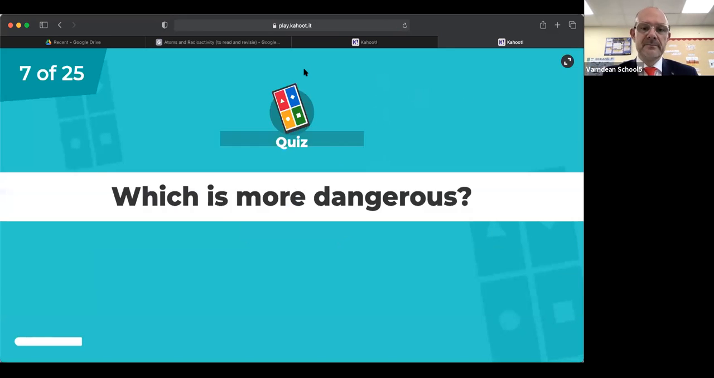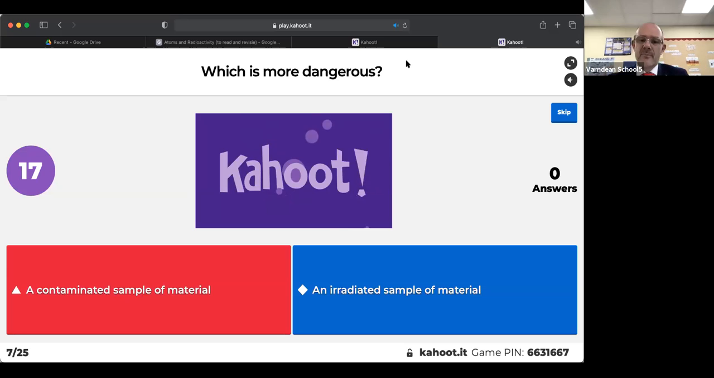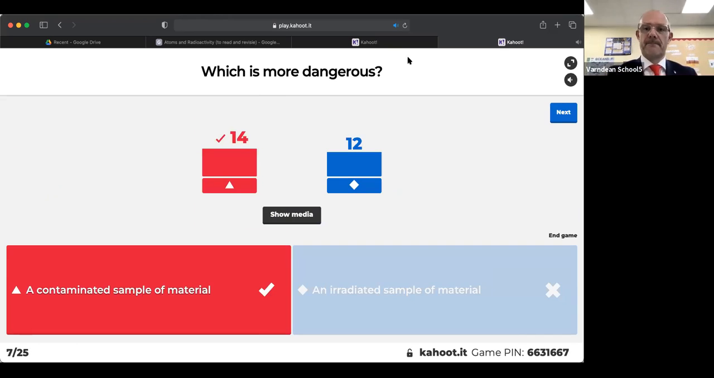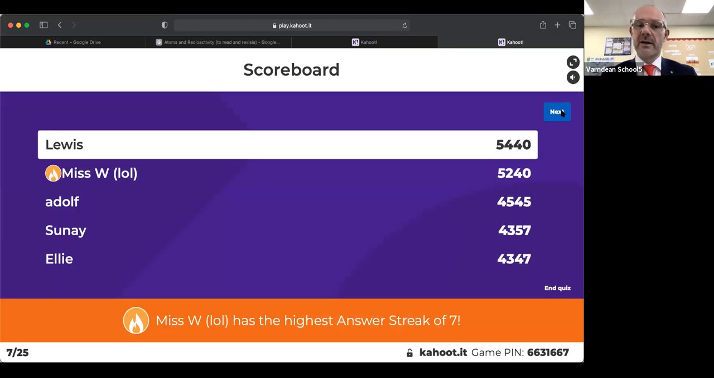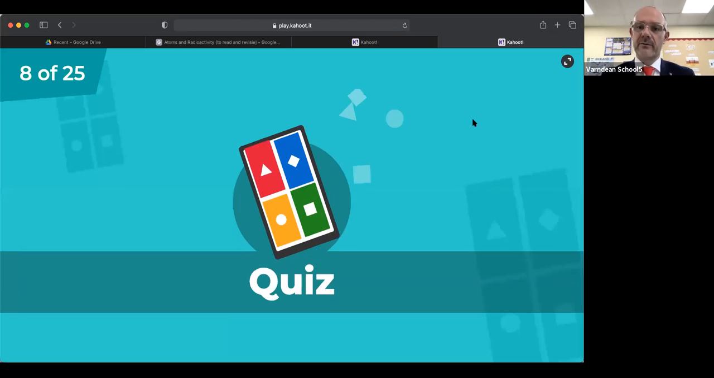Very pleased. Okay, so which is more dangerous? A contaminated sample of material or an irradiated sample of material? Really important you know what those 2 words mean. Good. Okay. Contaminated. Contaminated means we've got radioactive material somewhere we don't want it, and it's dangerous because people could ingest it, it could get into us. Irradiated doesn't stay radioactive afterwards. Okay. Strawberries are irradiated, they're safe. I promise they're safe. You don't have to stop eating strawberries.